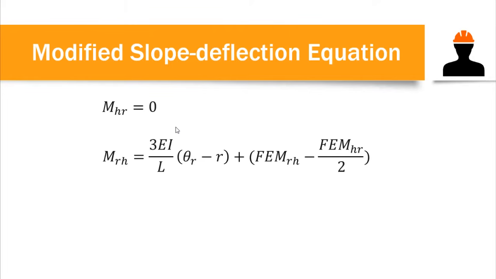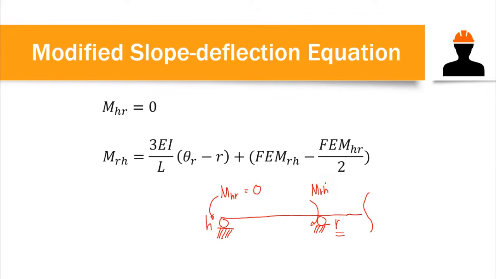For instance, if you have a continuous beam in which the farthest left is H and the interior roller is R, we know that our moment here, let's say M_HR, is equal to 0, but we have moment M_RH. Now to compute for the member end moment M_RH, you have to use this modified slope deflection equation. So this is just an option just to make your procedure or your solution shorter.